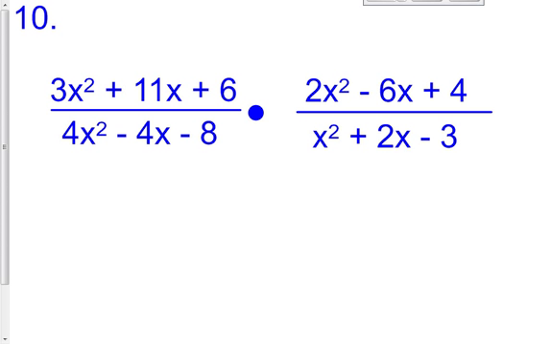Why don't you guys try this one on your own? It's going to be a big skill to make sure you factor everything correctly, but why don't you guys pause the video and try this one. Top left, you're going to get this.